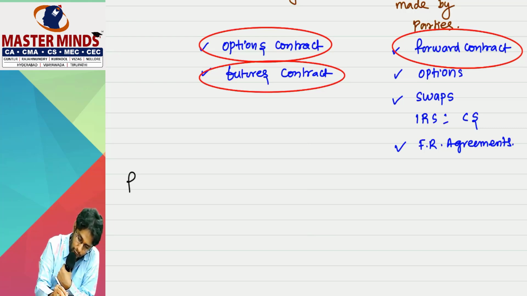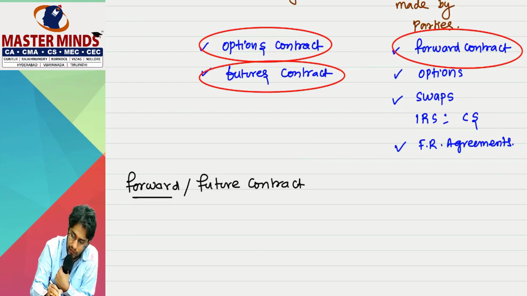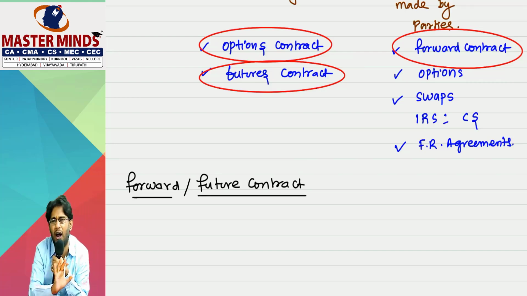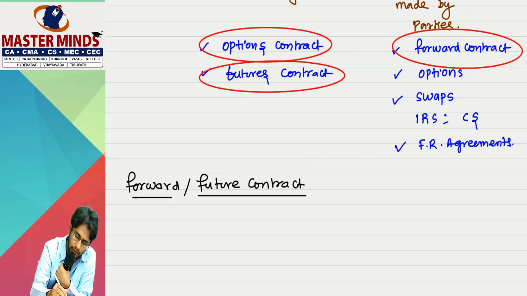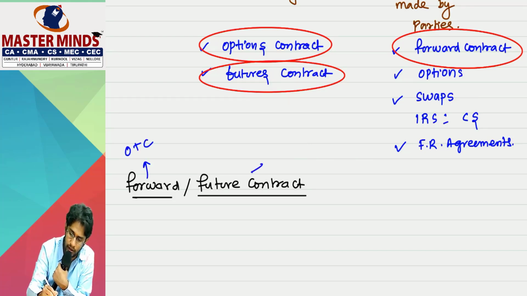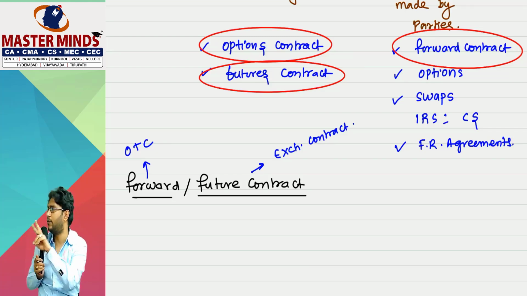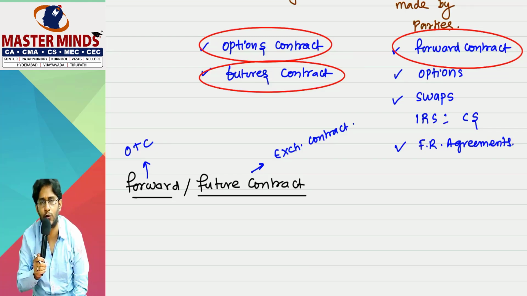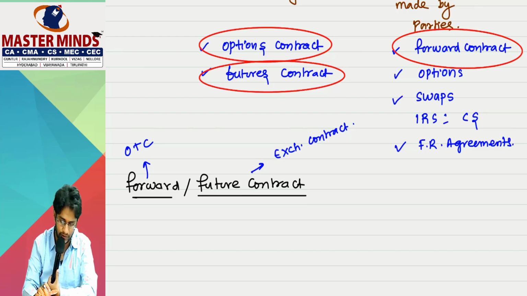First one, sir, we'll discuss what is a forward or future contract. Sir, forward and future both are the same, 100% same, only one point different. This is an over the counter contract, this is an exchange contract. Apart from this, the rest is totally the same. Let's see how a forward works.